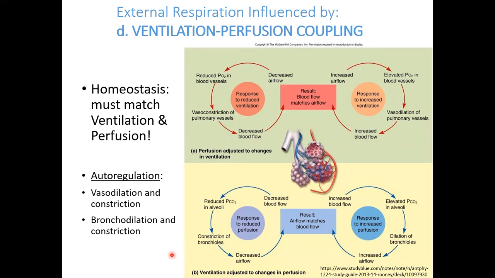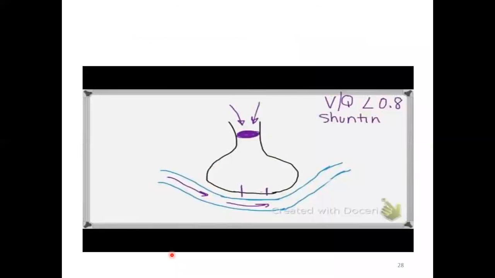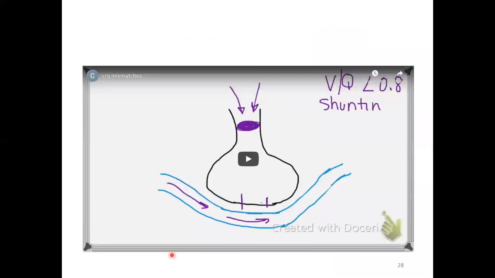So our body is constantly matching breathing and blood flow to maintain this 0.8 VQ ratio. As you might imagine, there are conditions that shift this VQ ratio to be greater than or less than 0.8, and we can diagnose based on these ratios. So let's just watch a short clip on the VQ ratio and see what exactly can go wrong.